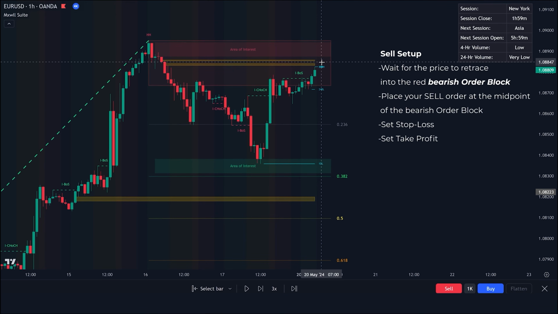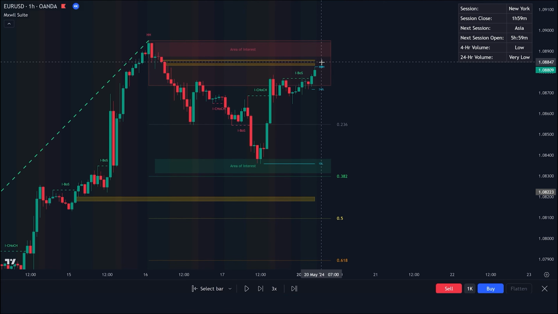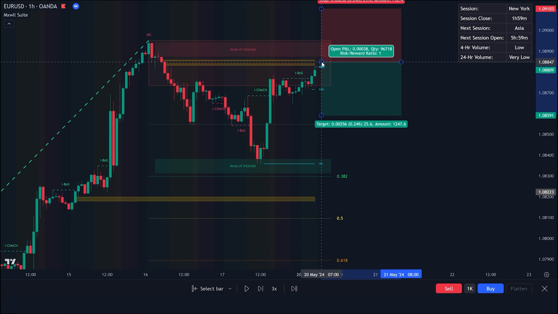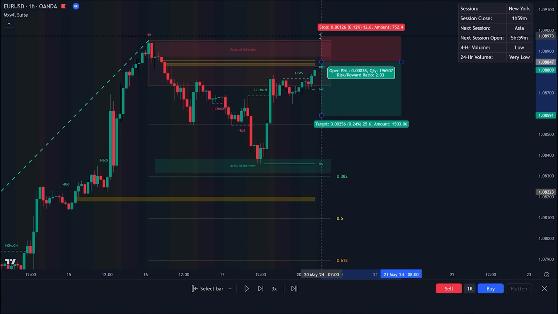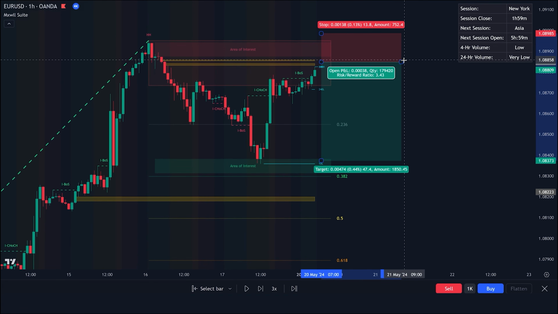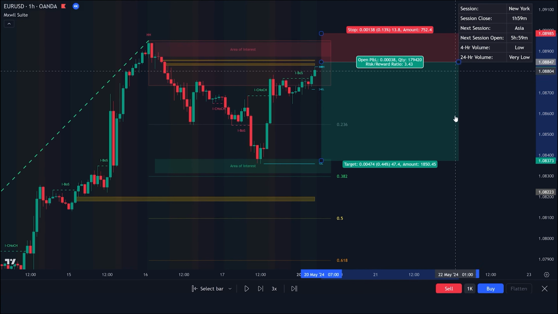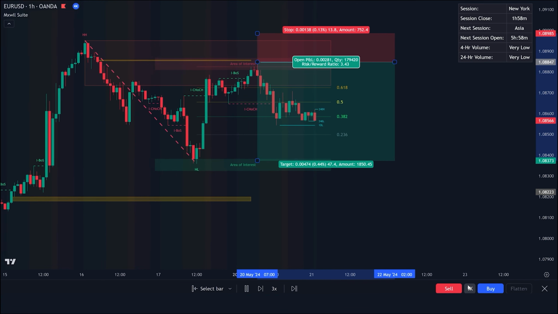For the best sell trade entry, wait for the price to retrace into the red bearish order block. Look to enter the trade at the midpoint of this block. Place your sell order at the midpoint of the red bearish order block once the price retraces into it. Place your stop loss just above the most recent swing high. Set your take profit based on a favorable risk-to-reward ratio, considering your risk tolerance and current market conditions.